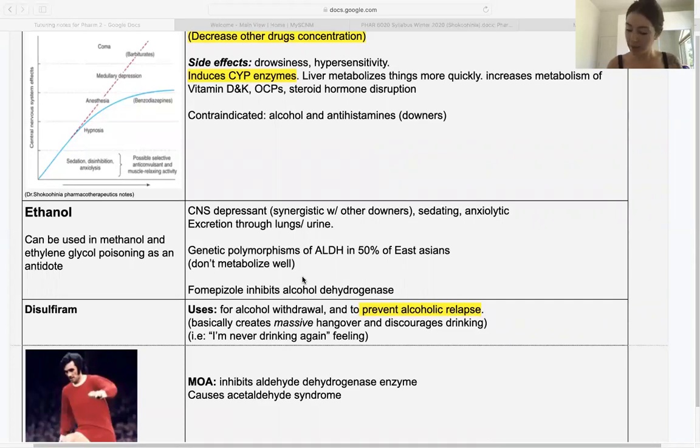Some people with heritages from East Asia or even Native American people will have a polymorphism in alcohol dehydrogenase, and they have a different metabolism for ethanol, and they may feel the effects of ethanol longer because of it.